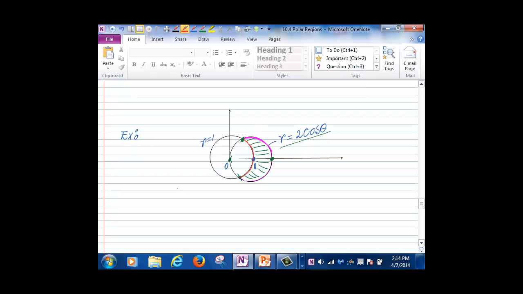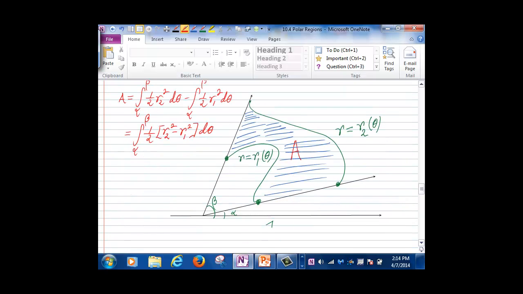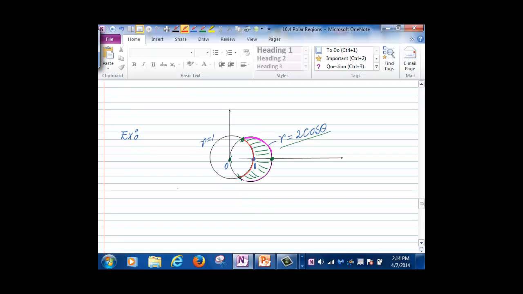In order to find areas, we have to have a region like this. What's the region? It's bounded by two rays and bounded by two curves. It's clear what the two curves are, but what are the rays?